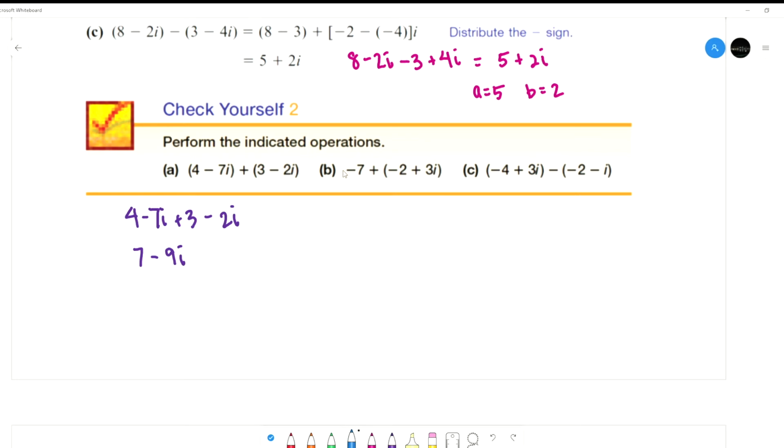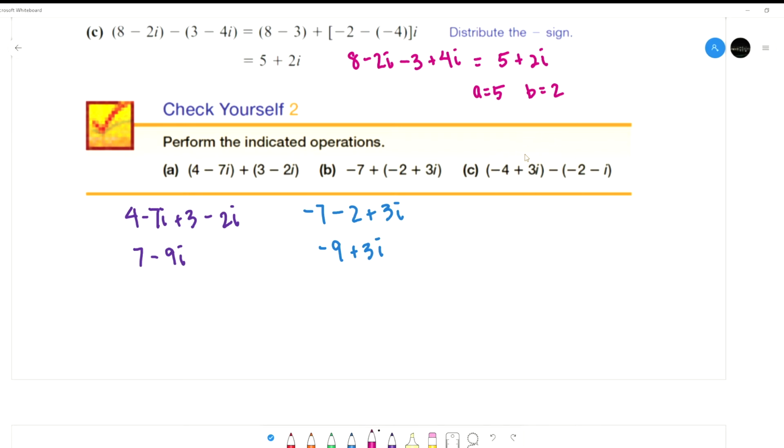Part B, we have negative 7, and then you can just remove the parentheses because this is a plus sign. So this is minus 2 plus 3i. So negative 7 minus 2 is negative 9 plus 3i. Any questions?